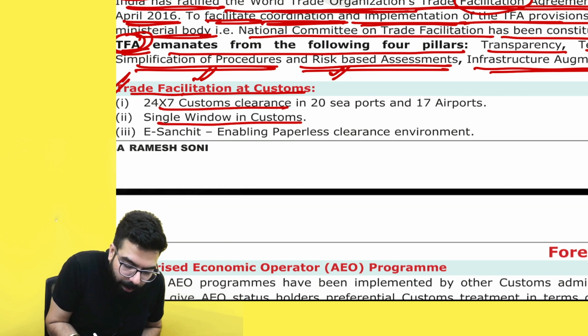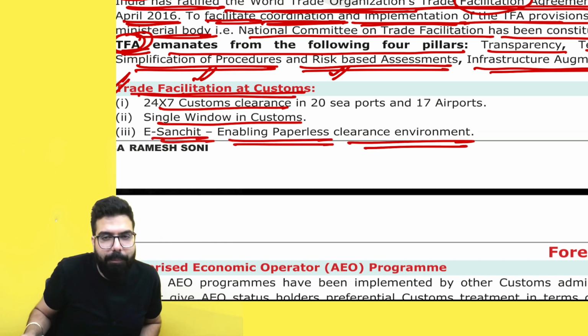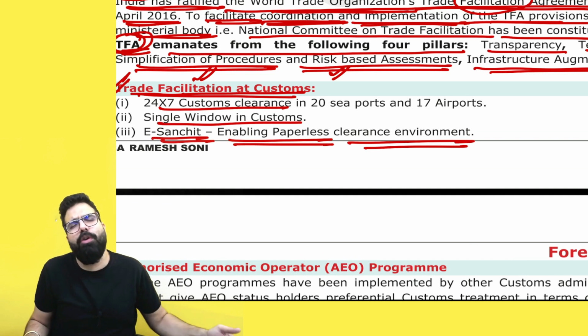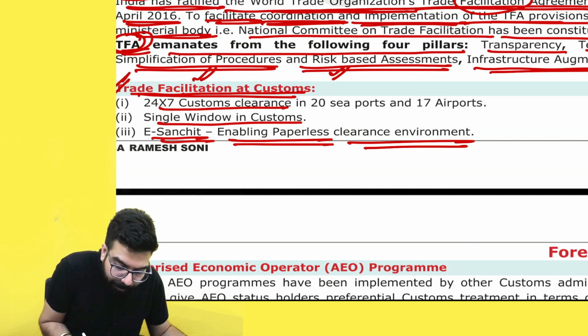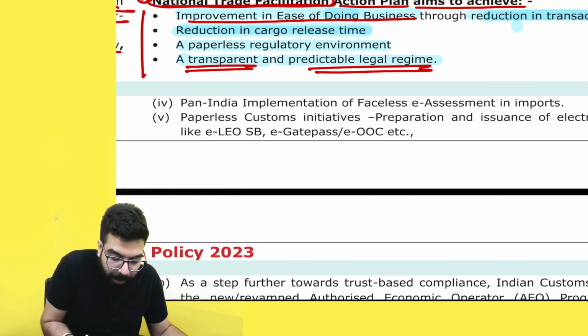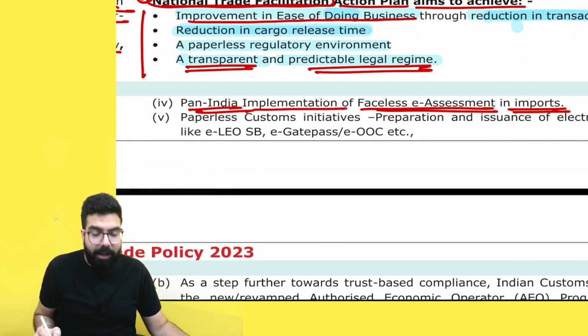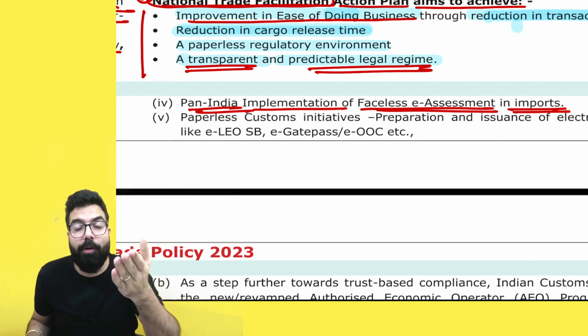Next, trade facilitation at customs: e-Sanchit, paperless regulatory environment, paperless clearance environment. Whenever you want to clear your goods, an enabling paperless clearance environment has now become available. The next one, Pan India implementation of faceless e-assessment in imports. Sir, Pan India faceless assessment has come. In our customs, we have already learned that faceless assessment has come.